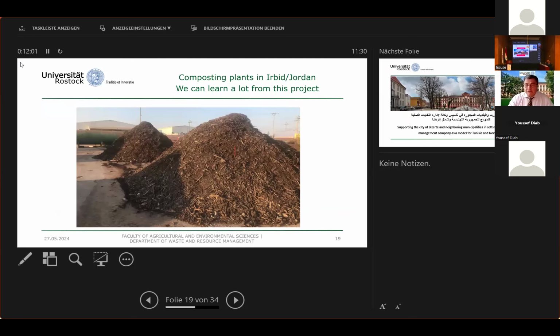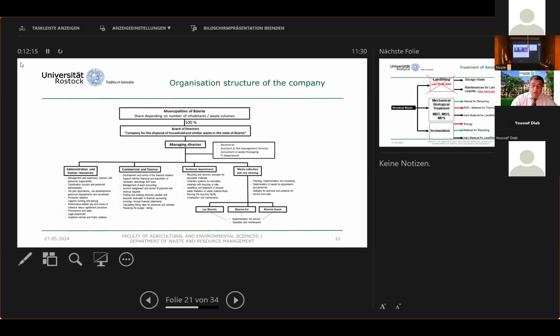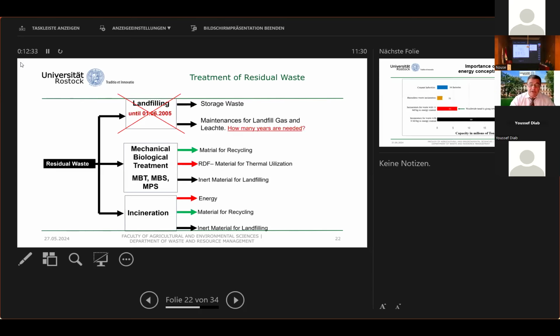Here is one project we work on together with Ain Shams University and Jordan in Irbid. We look to support the municipality to establish more companies. That's one project we do now in Bizerta in Tunisia, to support the region of Bizerta to establish more companies. It means we don't look only for the investment. We look for the organization, and then we go for the implementation.